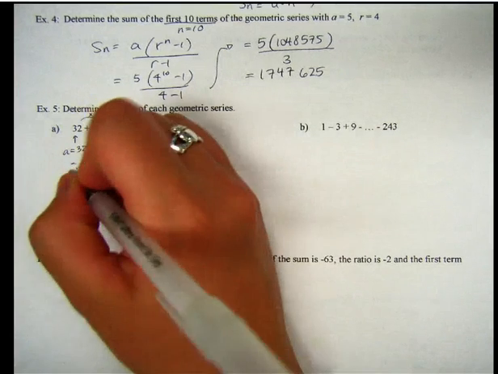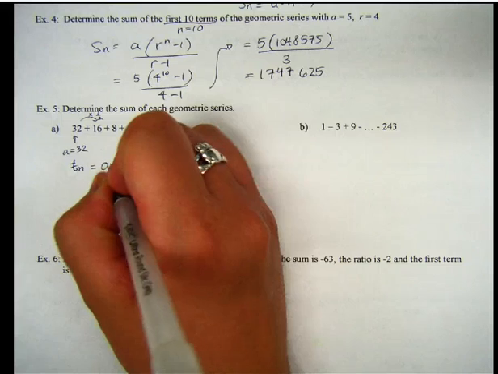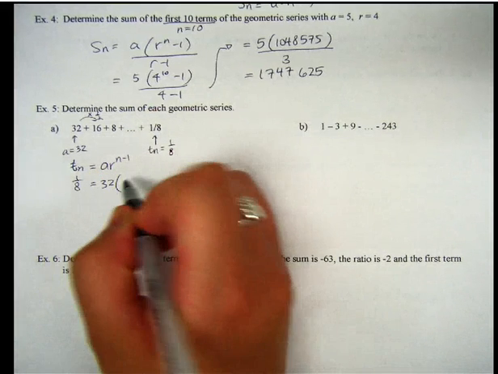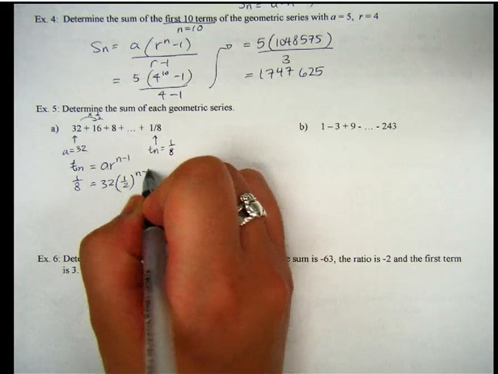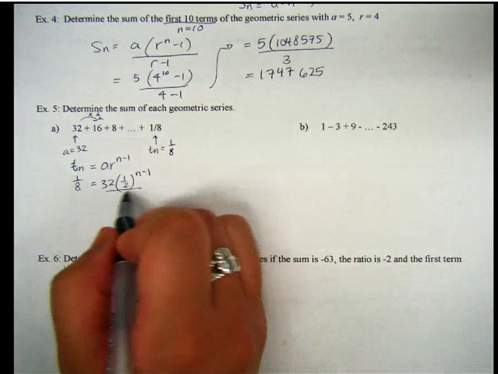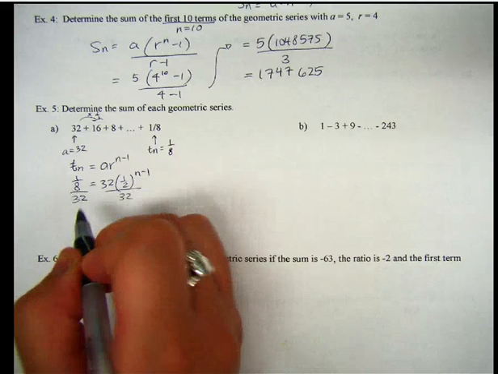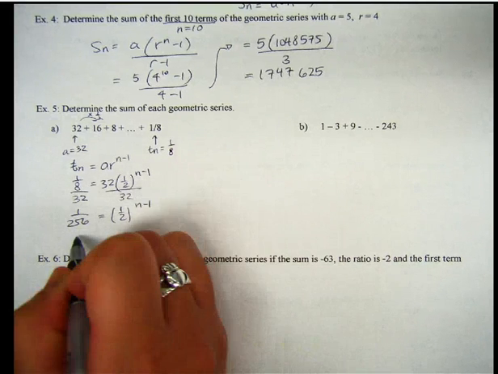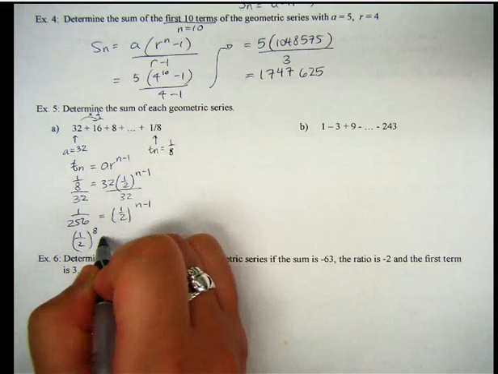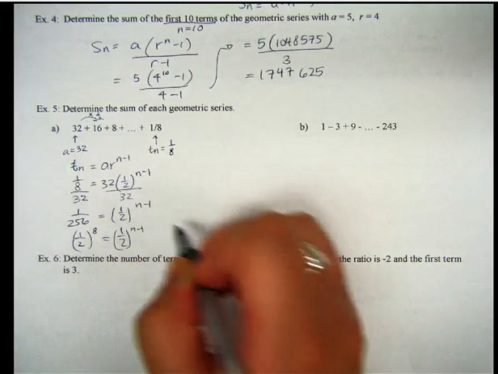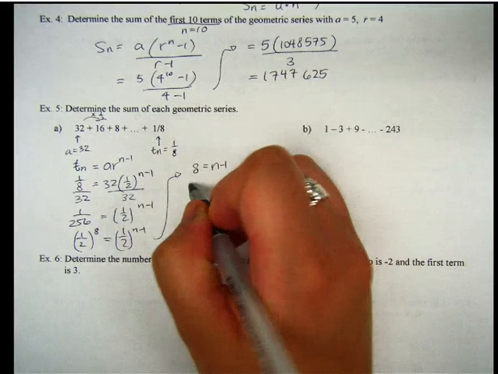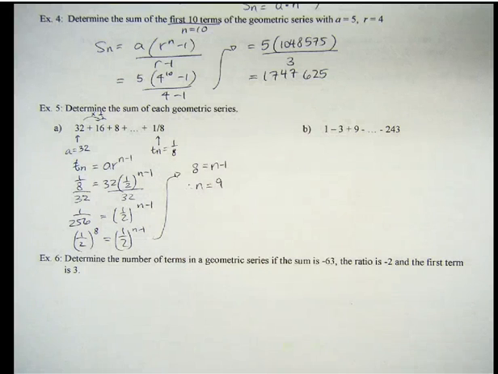So this is Tn equals a r to the power of n minus 1. Plug in 1 over 8 for Tn, 32 for a, and half for r. Divide both sides by 32. 1 over 256 equals half to the power of n minus 1. 1 over 256 is half to the power of 8. You're using equal bases, remember from Unit 4. So 8 equals n minus 1, so n is equal to 9. There are 9 terms in this series.